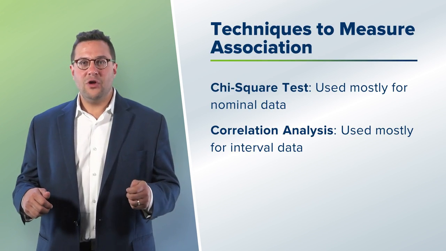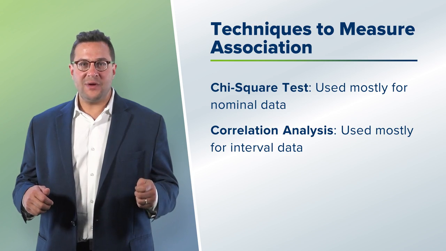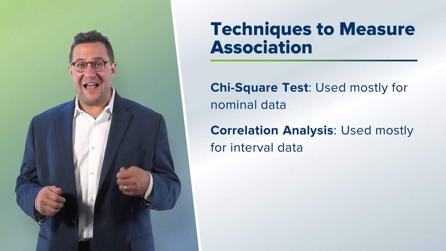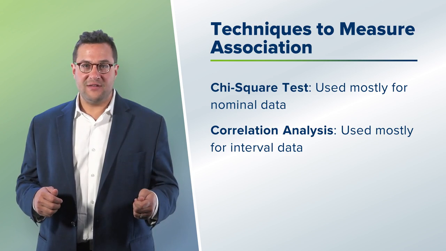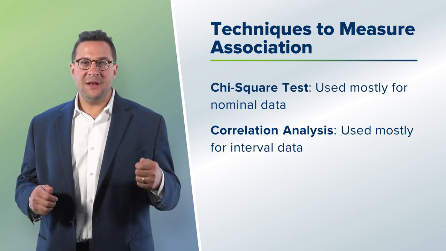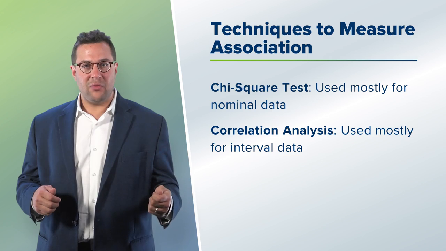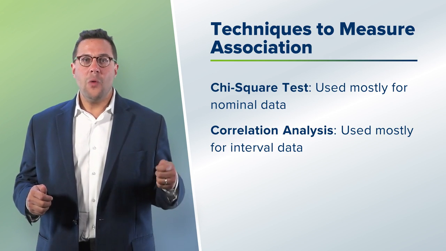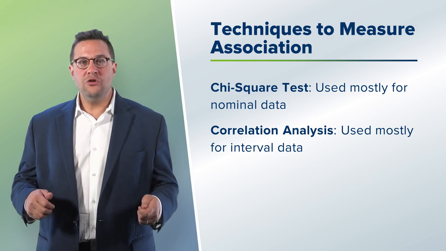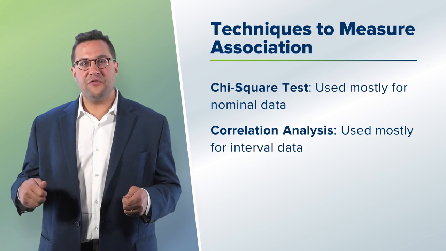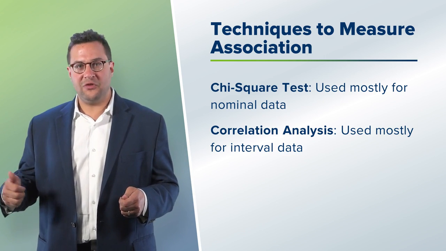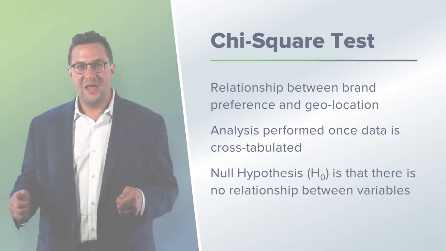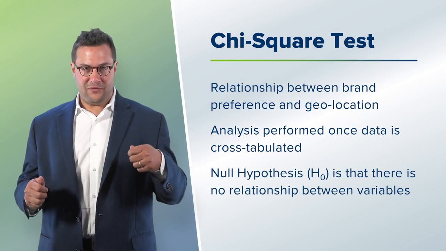In this lesson, we'll introduce two techniques for measuring association between variables, chi-square and correlation analysis, which will be used independently depending on the scale of the variables. On the one hand, you use a chi-square test mostly for nominal data, and you use correlation analysis mostly for variables measured on interval scales. Let's review the chi-square test first.